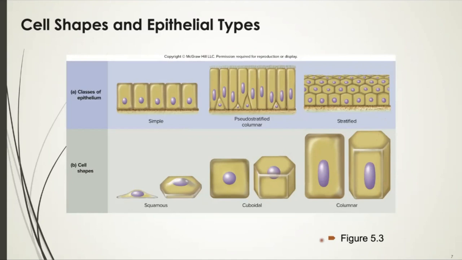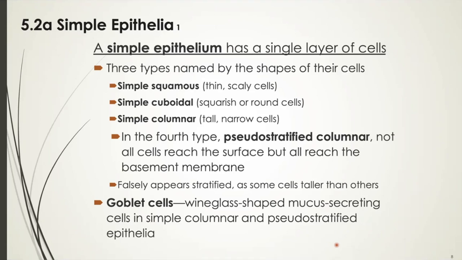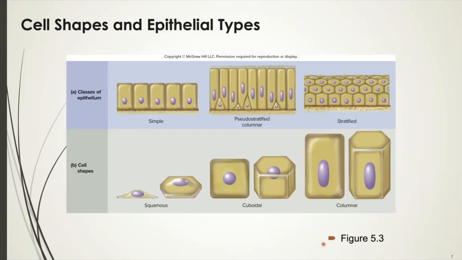So I kept the figures on here. If you wanted to refer to your book to see that and get more information about that, you can go ahead and refer to those figures in your book. So now let's go ahead, I'm going to back it up. Let's put the classes of epithelium together with the cell shapes of it. We're going to start intermixing and getting several different combinations.